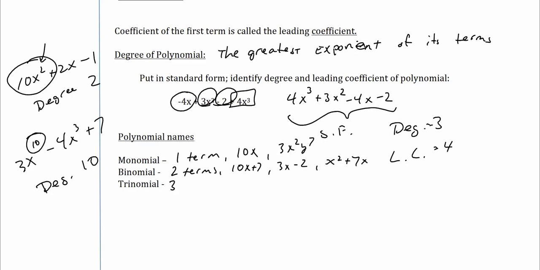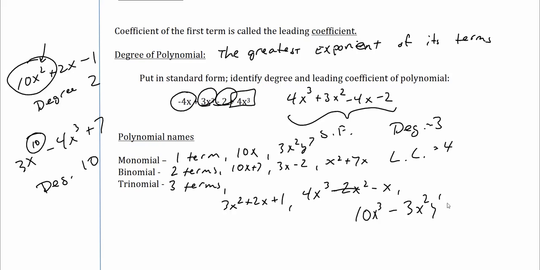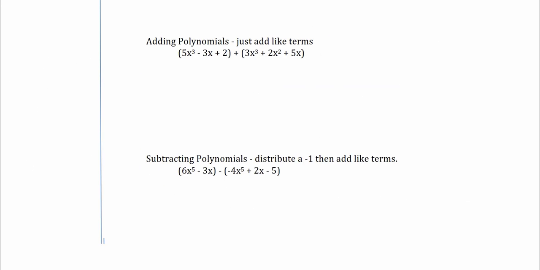A trinomial is 3 terms, like 3x squared plus 2x plus 1. It has 2 pluses or 2 minuses. I could say 4x to the third minus 2x squared minus x, or a combination. I could even say 10x to the third minus 3x squared y to the 1, I don't know, plus y to the 7. It has to have 2 of either pluses or minuses. So it's 3 terms. 1 term, 2 terms, 3 terms. Same thing with binomial. All right, enough for the definitions.